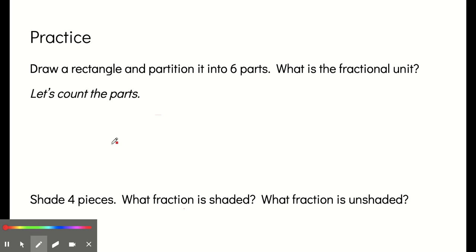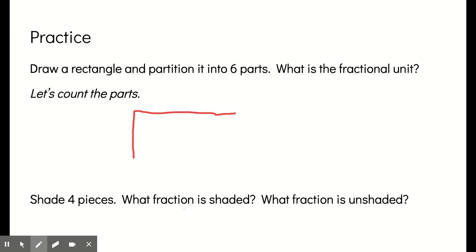Draw a rectangle and partition it into 6 parts. You can try this one along with me if you have paper. Draw my rectangle the best that I can. Now I need to make sure it's closed first. Partition it into 6 parts. Split it in half first, and then I'll make some lines on this side. These look about equal. Oops, not that one. Close enough.